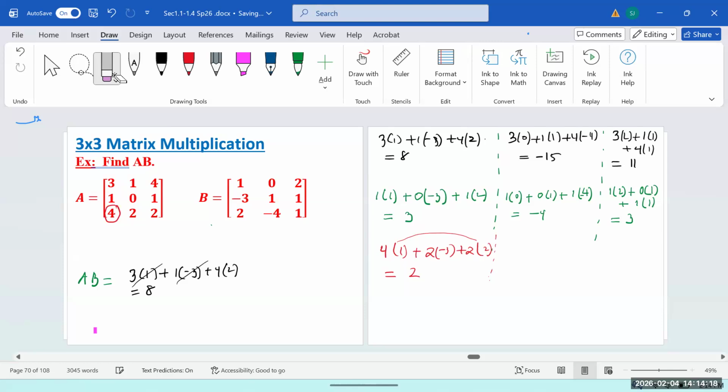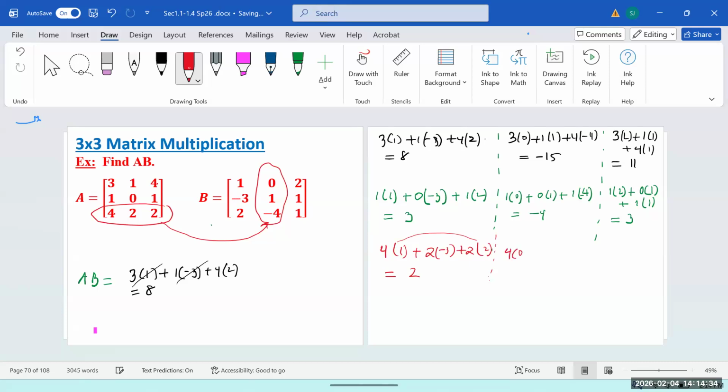So you take the same third row, but this time you go to the second column. You do element wise. So that would be 4 times 0, and 2 times 1, and 2 times -4. So what do you get? -6, I think. 4 times 0 is 0. So we had 2 minus 8, -6. And then the last one.